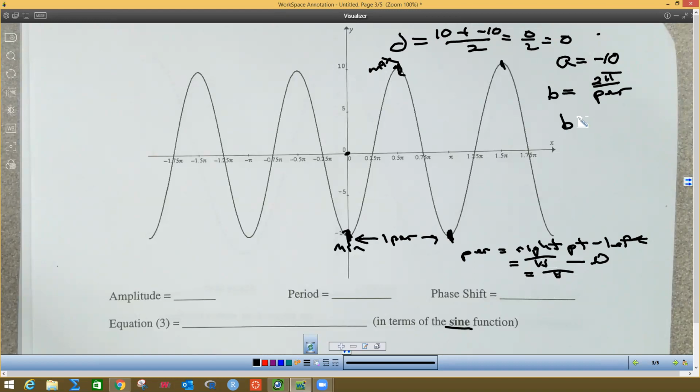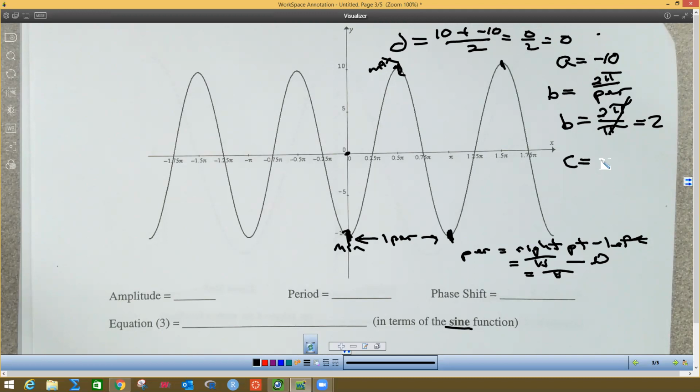So B is going to equal 2 pi divided by pi. What do those pi's do? They reduce to 1. They reduce down to 1, so B is 2. If I'm going too fast, or you're not sure about something, you need to tell me. Okay?